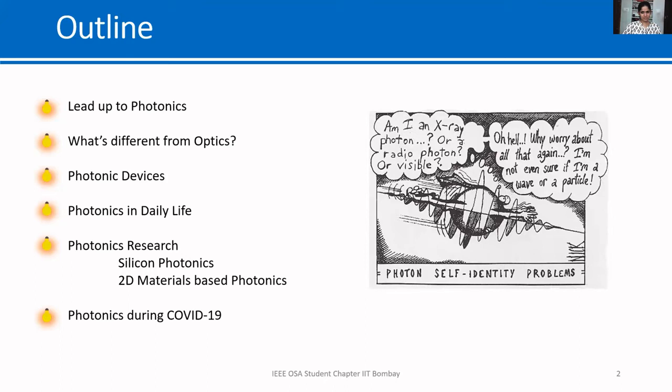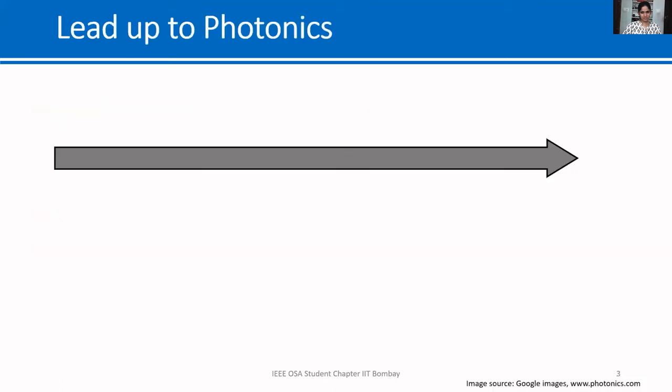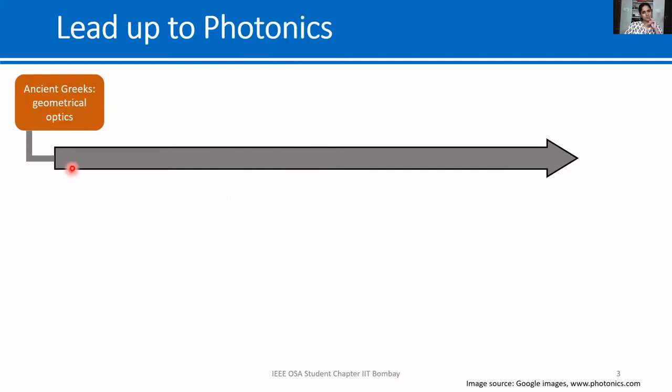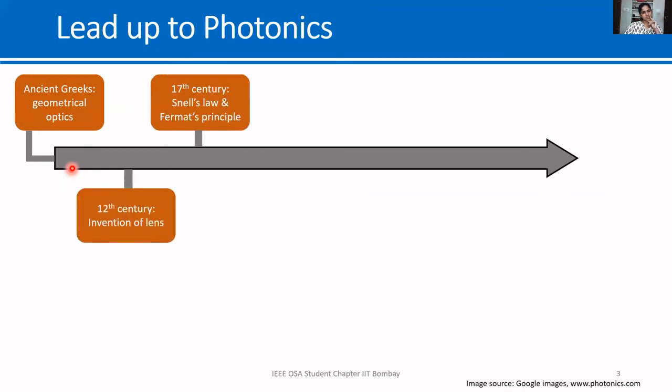So to begin with, how did photonics come about? So what we know is that the ancient Greeks had some idea of geometrical optics, and they even knew about ray optics and how light interacts with some things like mirrors. By the 12th century, the invention of the lens happened, and in the 17th century, Snell's law of refraction came about, and Fermat's principle, which talks about the fact that light takes the path which has the least time.